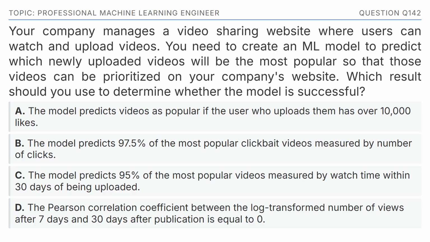The options are: Option A, the model predicts videos is popular if the user who uploads them has over 10,000 likes. Option B, the model predicts 97.5% of the most popular clickbait videos measured by number of clicks. Option C, the model predicts 95% of the most popular videos measured by watch time within 30 days of being uploaded. Option D, the Pearson correlation coefficient between the log-transformed number of views after 7 days and 30 days after publication is equal to 0.